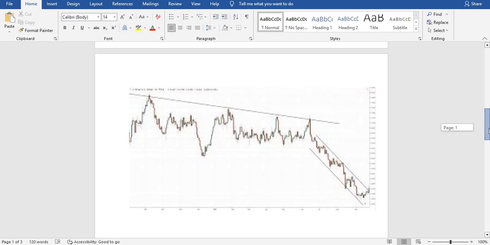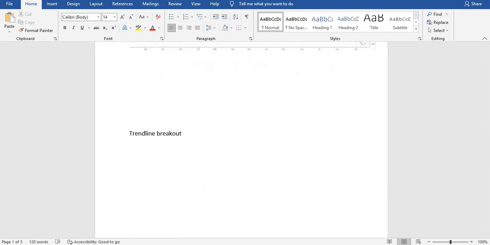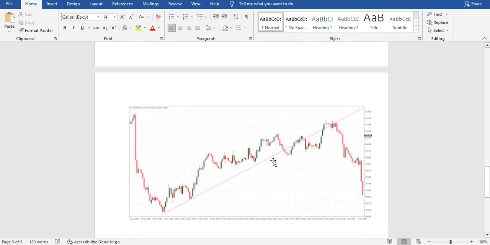Now the second type of trendline we have is the trendline breakout. This is how the trendline breakout looks. I'm going to show you on the real chart so you can make use of it. You can see this is the first touch, this is the second touch, we count this as a touch as well, but we also have a trendline breakout, a fake breakout.